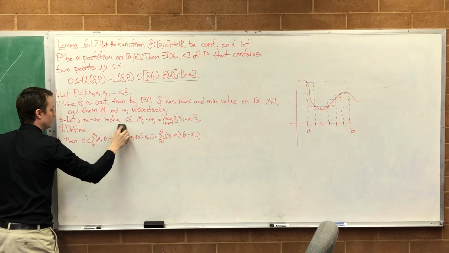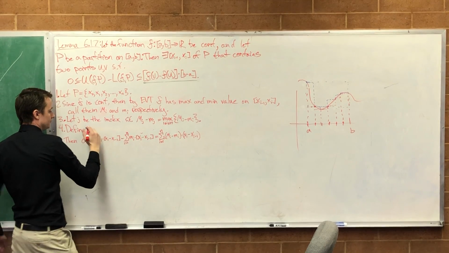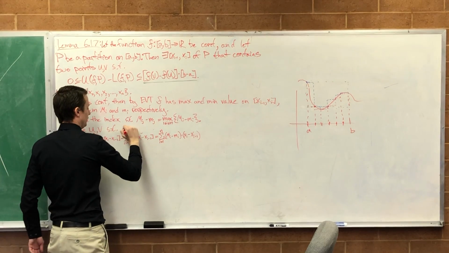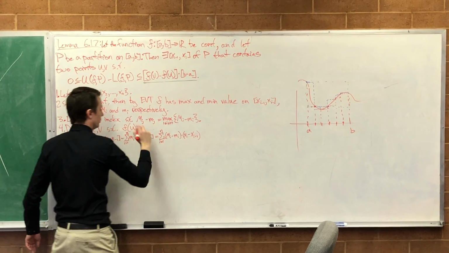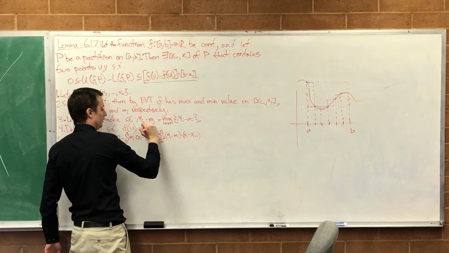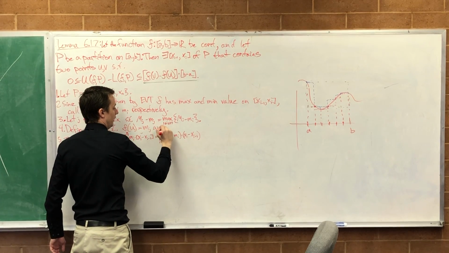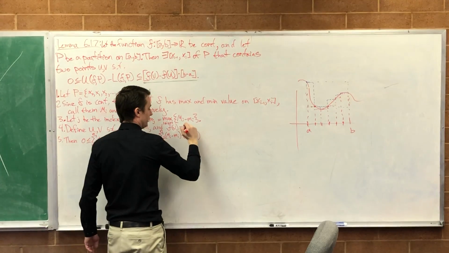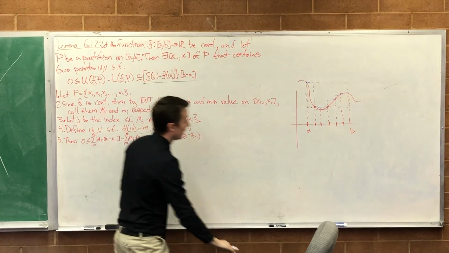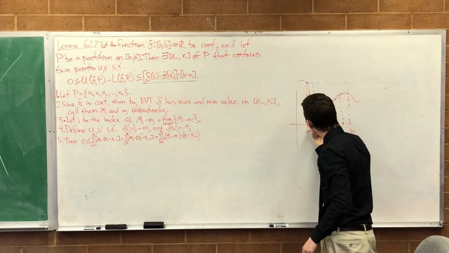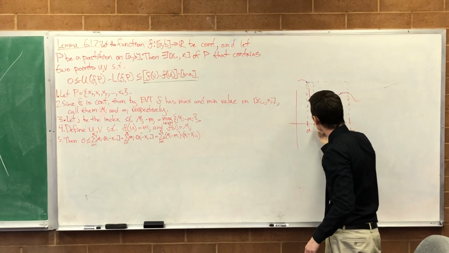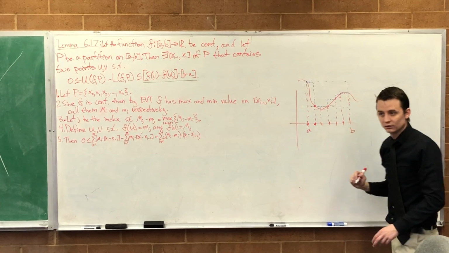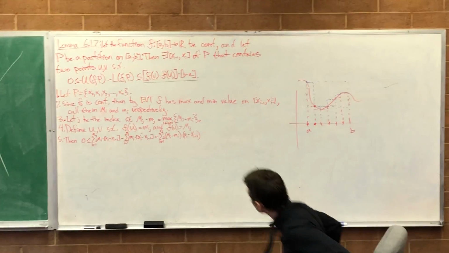Let me clear that up. Define u, v such that f of u is equal to little m sub j, and f of v is equal to big M sub j. So over here, u is actually this point, f of u is right there. v is actually this point, f of v is right there. That makes sense? Sorry about that. Okay.